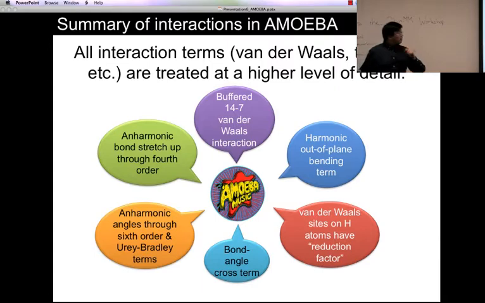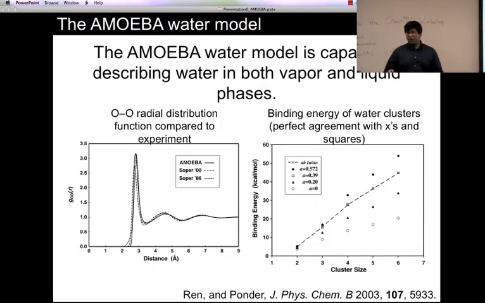Okay. So in order to build a force field for biomolecules, the foundation is to make a force field for water. These are some of the properties of the AMOEBA water model, and like all polarizable force fields, they are good at describing small clusters of water molecules in the vapor and also water molecules in the liquid. Now, non-polarizable force fields like TIP3P can only describe water in the liquid. They will not work for the vapor.